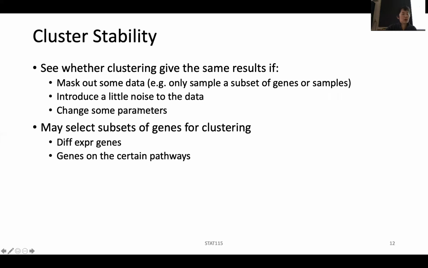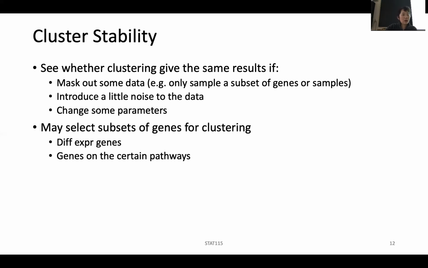Sometimes people also try to introduce a little bit of noise in the data. So for some random genes on random samples, you add a little bit of noise to this. And if the sample cluster or the gene cluster still maintains the same, that's also pretty good. And the third is if you change the clustering algorithm parameters a little bit, and the final clustering results are also pretty stable, that will give you an idea that this is a pretty good clustering result.